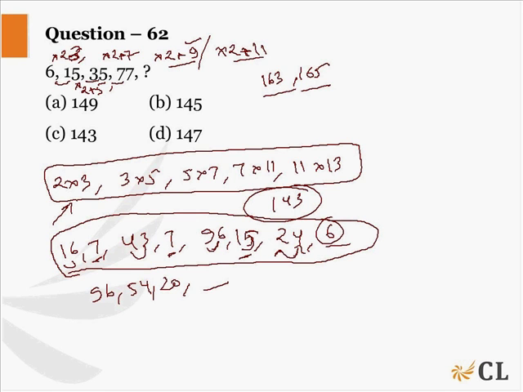96, 54, 20. What should be the next number? So it's nothing but multiplication. 9 into 6, 54. 4 into 5, 20. 2 into 0, 0.